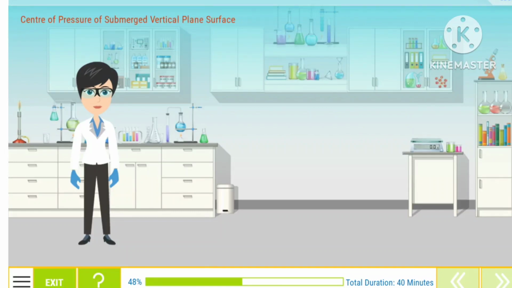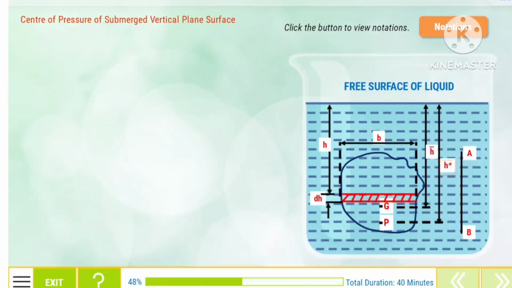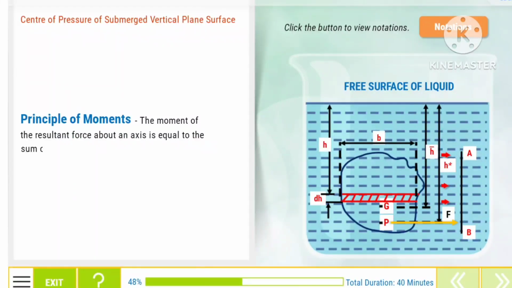Center of pressure of submerged vertical plane surface. Let's learn about the center of pressure of submerged vertical plane surface. The center of pressure or h star is calculated by using the principle of moments, which states that the moment of the resultant force about an axis is equal to the sum of moments of the components about the same axis. The resultant force F is acting at P at a distance h star from free surface of the liquid.